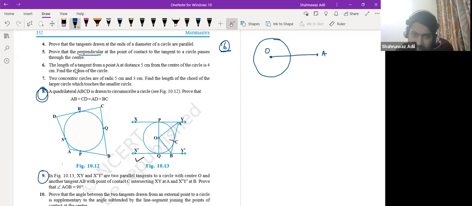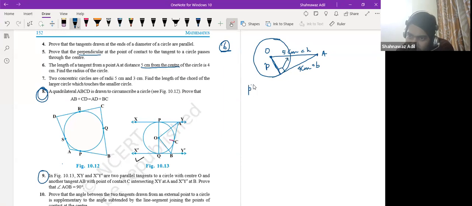In the sixth question, they are saying that the length of the tangent from a point A at a distance 5 centimeter from the center. So this point A is 5 centimeter away from the center, and the length of the tangent is 4 centimeter. Then we have to find out this radius. So you can find it, right? This is 90 degree, this is hypotenuse, this is base. Let's say this is perpendicular.